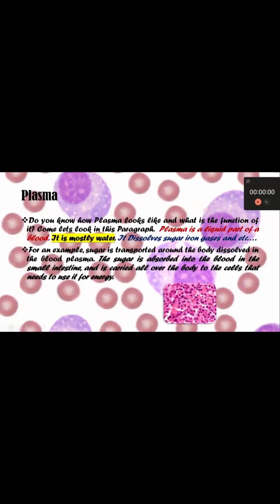Come, let's look at this paragraph. Plasma is the liquid part of blood. It is mostly water. It dissolves the sugar, iron, gases, and etc. For example, in the blood, the sugar is absorbed and scattered over the blood all over the body.